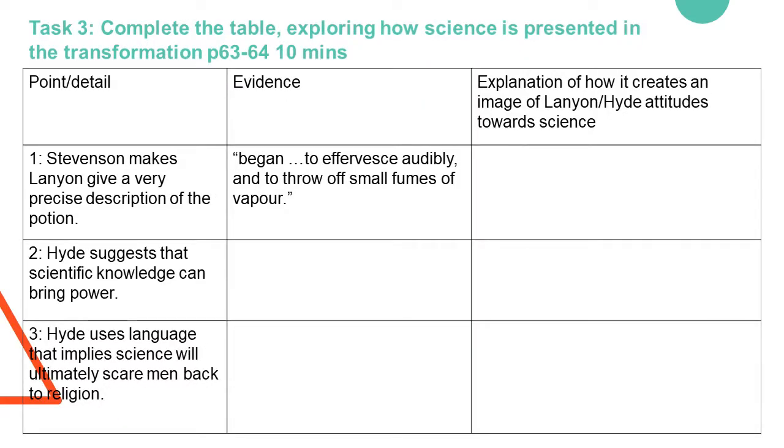Okay, so next I would like you to complete the table, exploring how science is presented in the transformation. The relevant information can be found on pages 63 to 64 of your novel, or you can use extract 3 attached as a PDF on class charts. So please pause the video for about 10 minutes to copy out the table and fill it in.